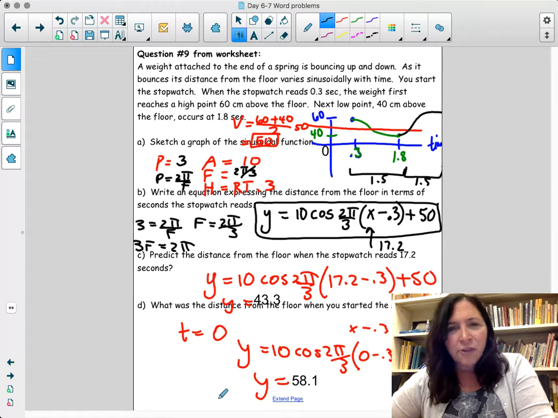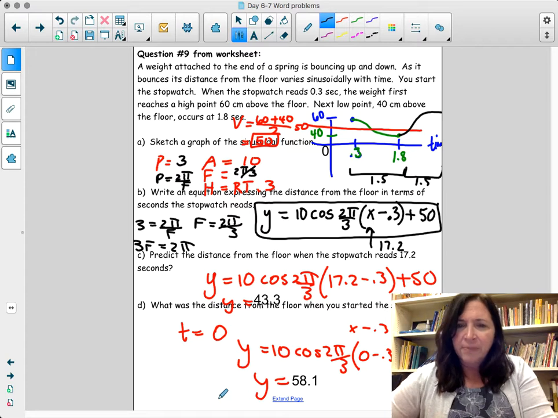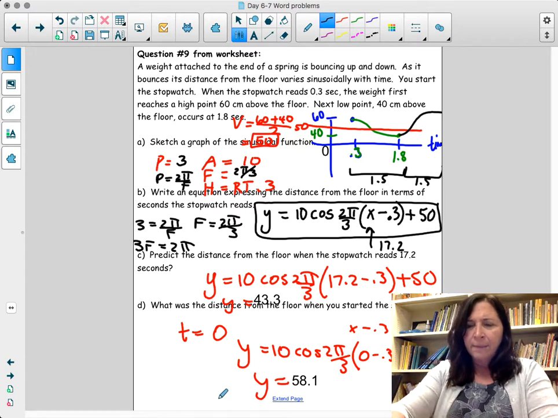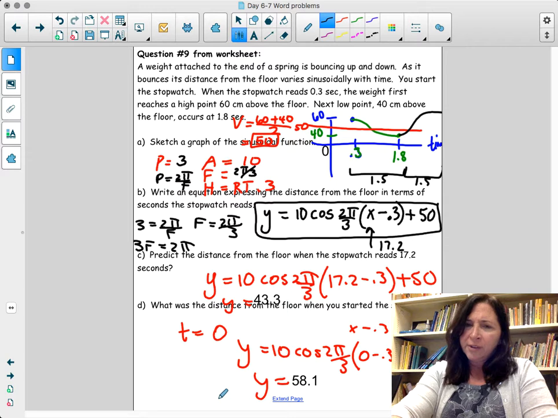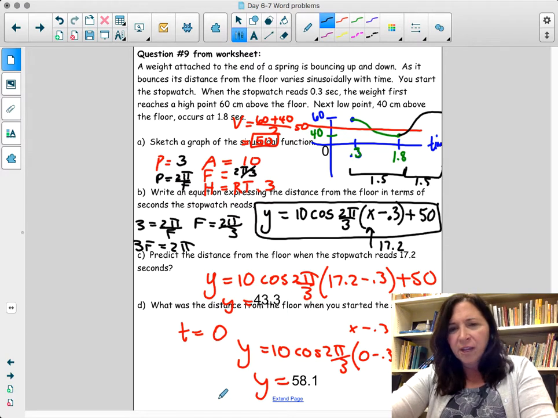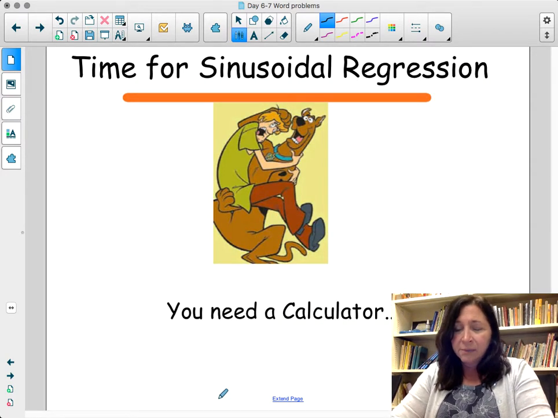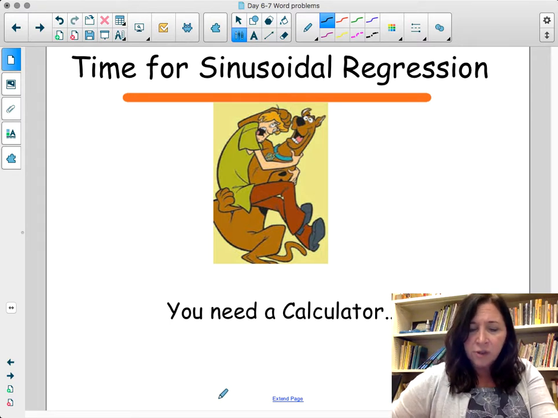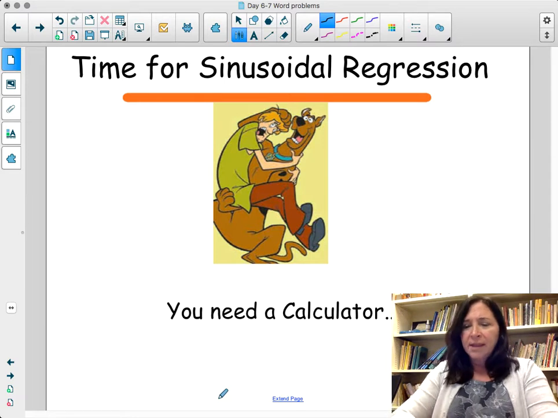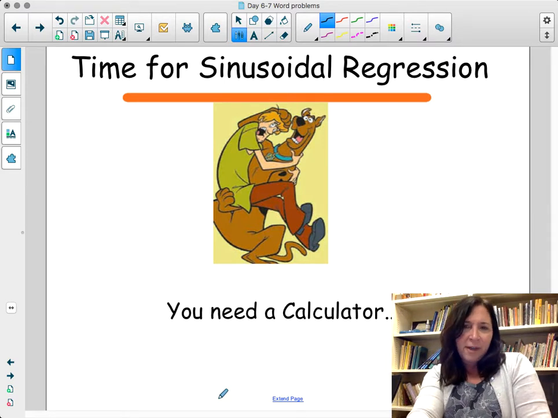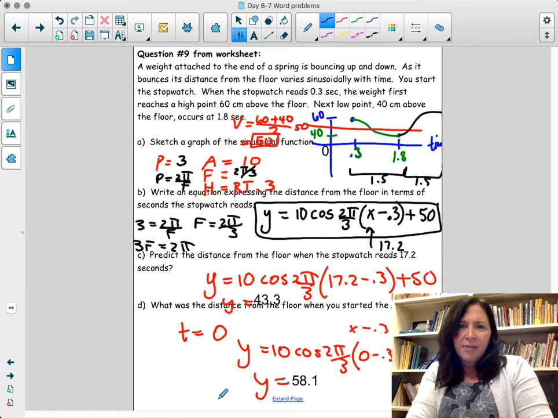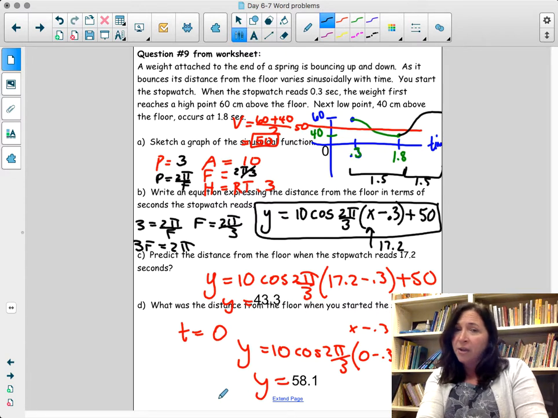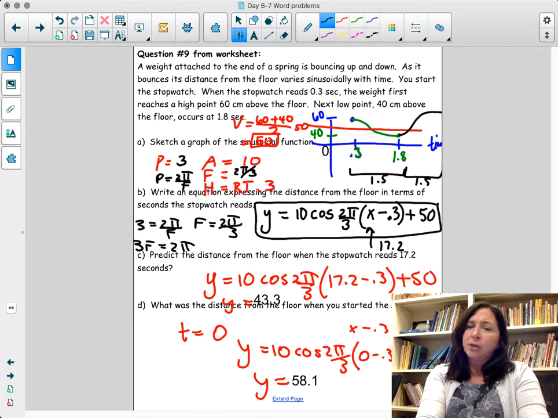So hopefully you checked your answers. You have this, and you can freeze this because I'm going to move on. The next video that we're going to be doing is sinusoidal regression. You will need a calculator for this, so watch out for that video for the next time. Again, this is the bouncing spring problem. Check your answers. You do need a calculator because you are plugging some values in after you find your equation.